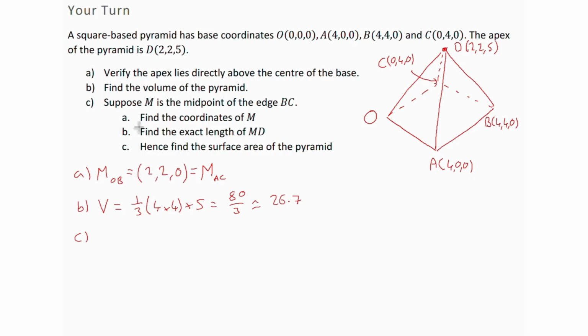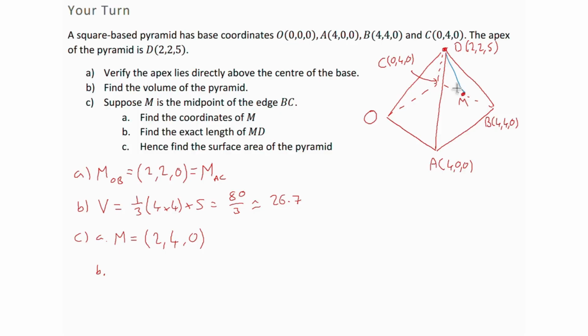Finally, part C. M is the midpoint of BC, so M is going to be this point here. And we need to find the coordinates of M first of all. The coordinates of M are going to be halfway between 0 and 4, which is 2, halfway between 4 and 4, which is 4, and halfway between 0 and 0, which is 0. For the second part of part C, find the exact length of MD. Now MD is this length here.